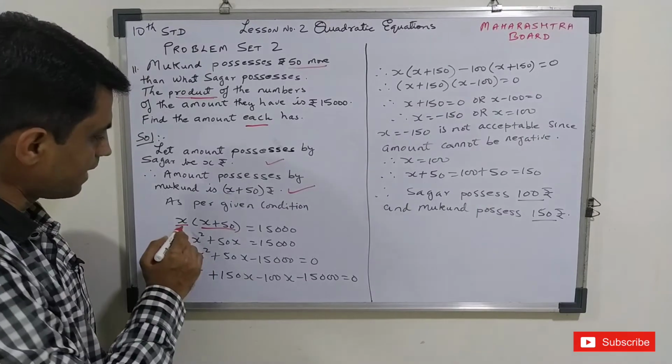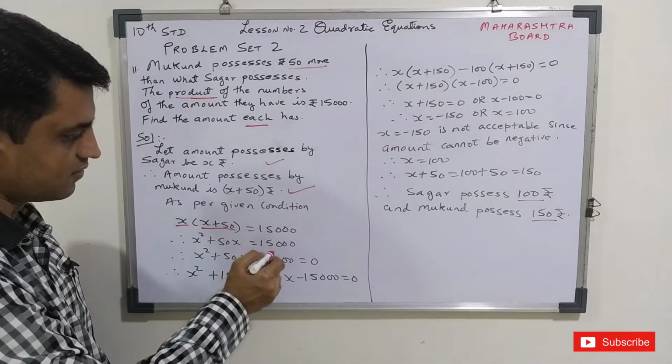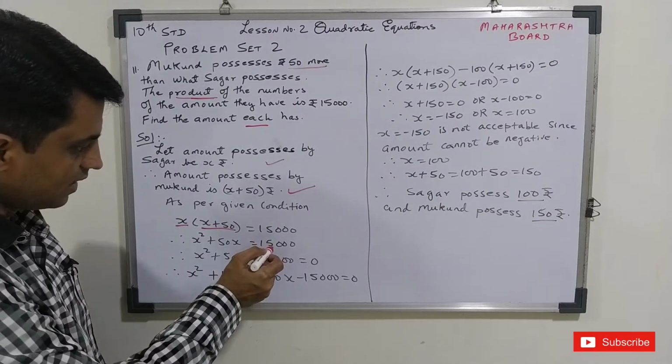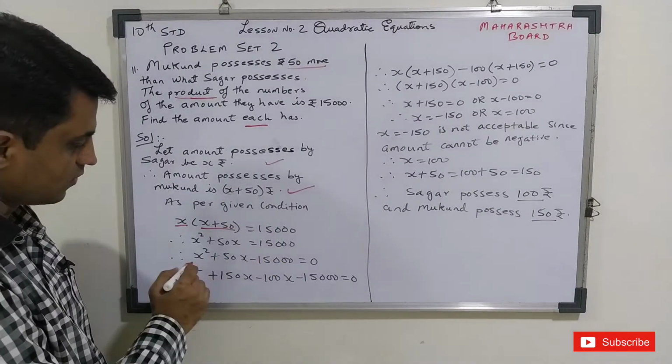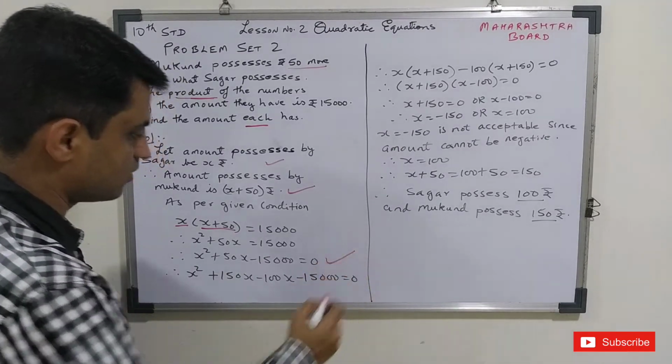Now let us open the bracket. x into x, x square. x into 50, 50x, and this 15,000. This 15,000 we have transposed here, so we got x square plus 50x minus 15,000 is equal to 0.